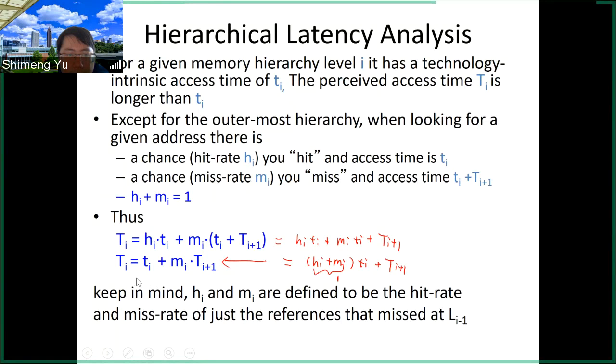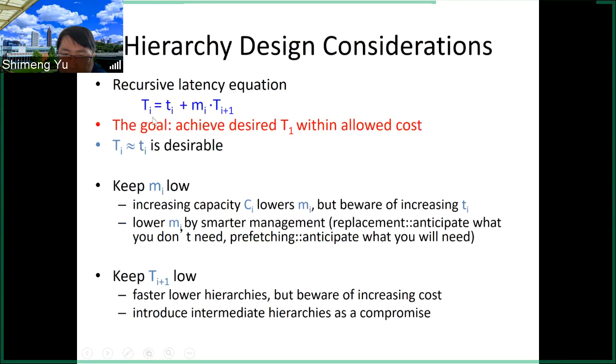So this is a recursive equation, because for the level I, the perceived access time, you need to use the perceived time for the next level. And here we have the miss rate, that is the probability you miss the data. So this is the equation as we just derived. Of course, ideally you want the perceived access time the same as the intrinsic access time, so the big Ti close to the small ti. To achieve that, you need to minimize this part.